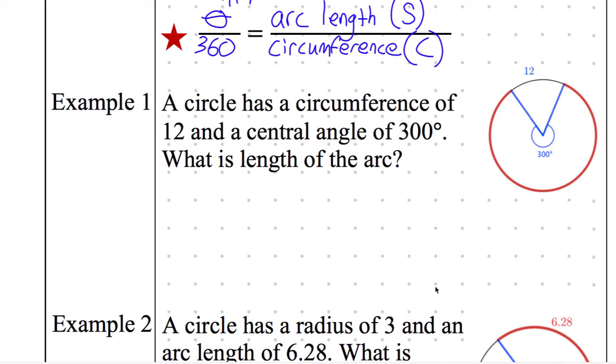All right, so example 1. We know that we have a circumference of 12. So we know that C, this bottom right-hand side, is going to be 12. We also have a central angle of 300 degrees. Notice that I'm talking about this bottom part of the circle, this major arc length, not the minor arc length up here. What is the length of this major arc over here? I'm trying to figure that out. Who can help me set up this problem using this formula? Use this formula to solve the problem. What are we going to do? India, go for it.